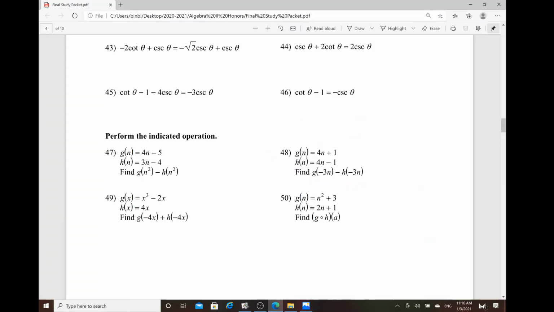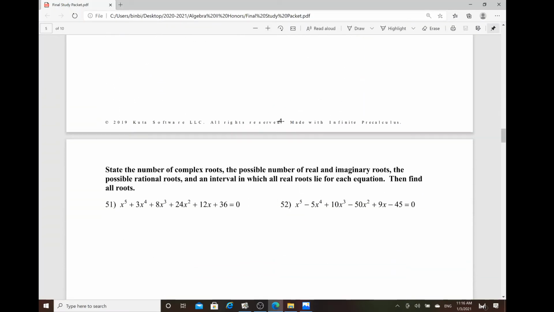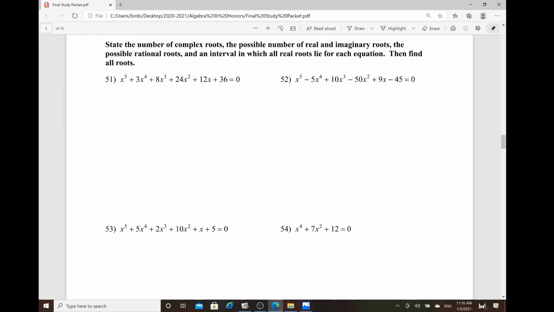Okay, so now going back to the template again. So for the rest of this, 51 to 54: state the number of complex roots, the possible number of real and imaginary roots, and the possible rational roots, and the interval in which all real roots lie for each equation. So this one, the interval in which all the real roots lie, just skip that part. And then find all roots. Okay, so let's do the one that's a little bit difficult. Okay, so now take a look at number 52.